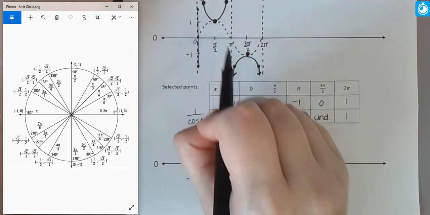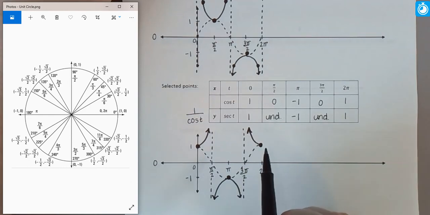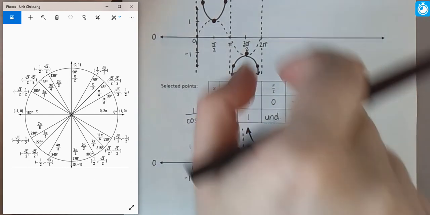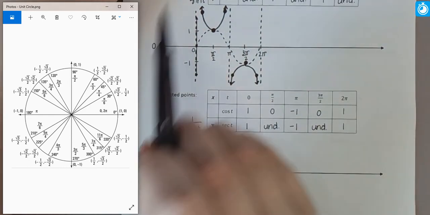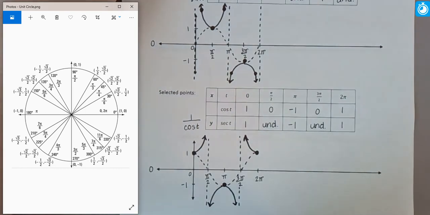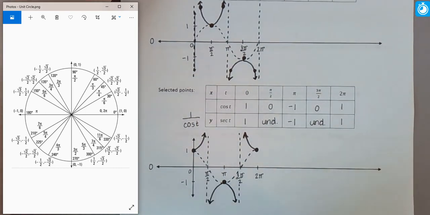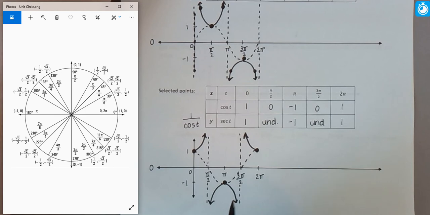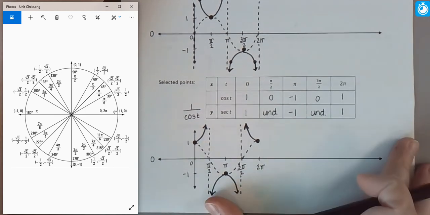So just like the sine and the cosine graphs have the same shape, they just look like one another kind of shifted. Same kind of thing for the cosecant and the secant graphs. They essentially just look like one another, but shifted.